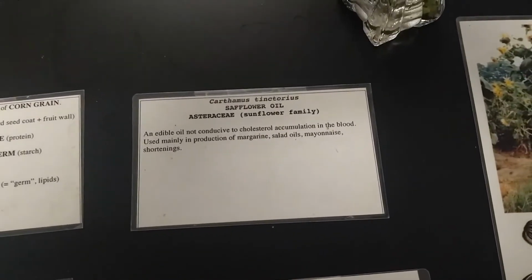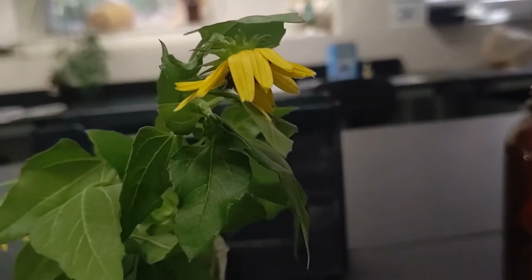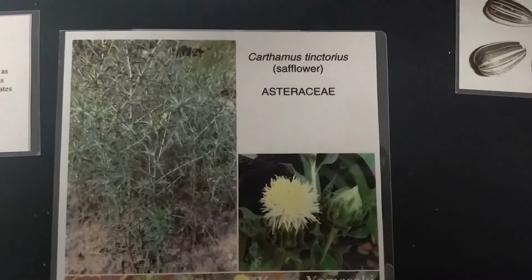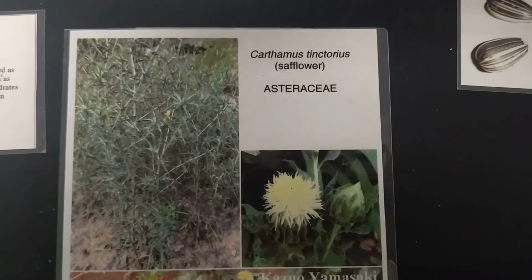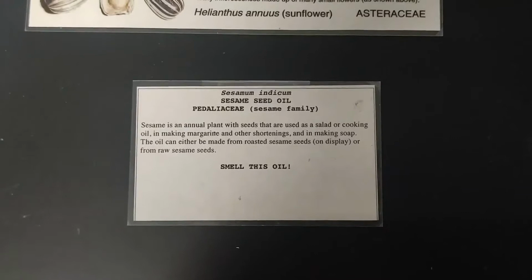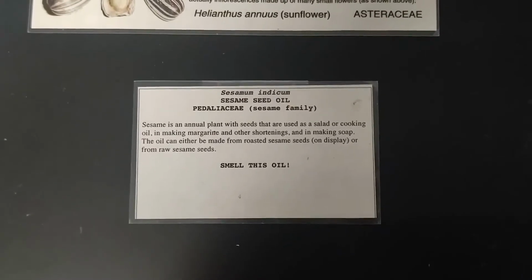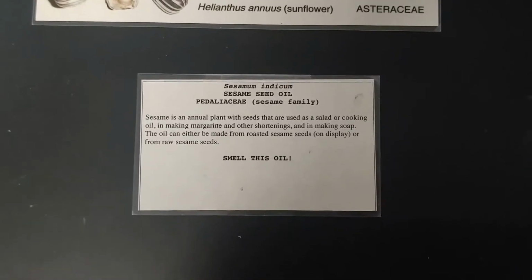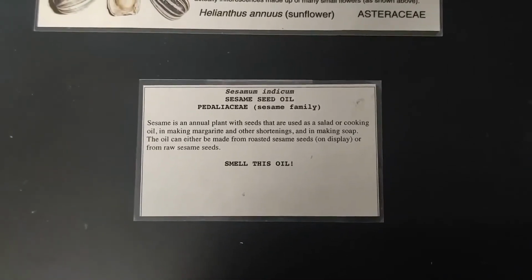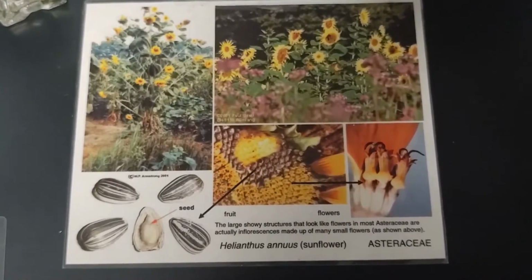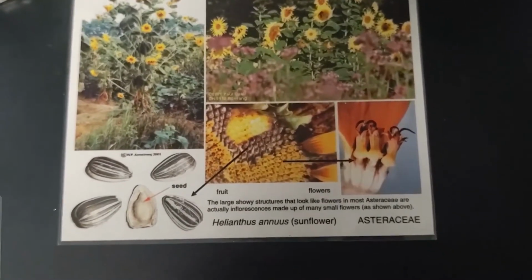We also have safflower oil, which is this sad sunflower. And safflower itself comes from this particular plant. Sesame seed oil is very aromatic, and I really love to use it in cooking. And sesame seed sticks are a really good snack. We also have sunflower oil beneath the semi-drying oils as well.